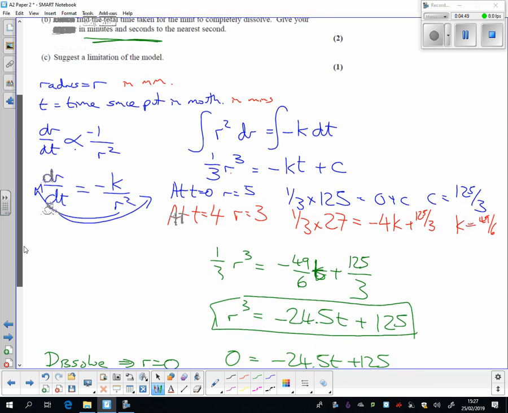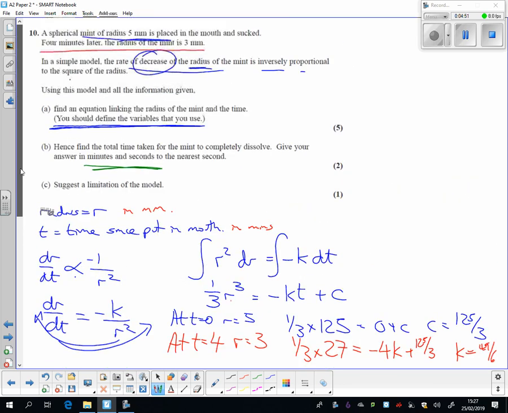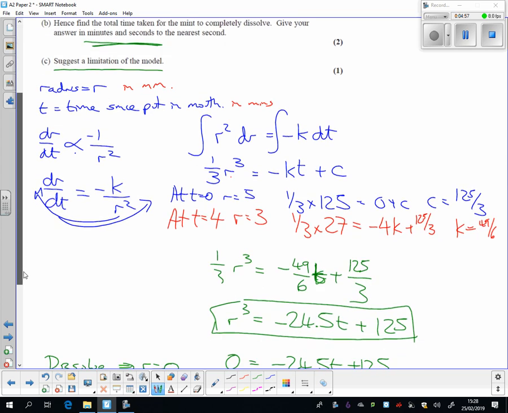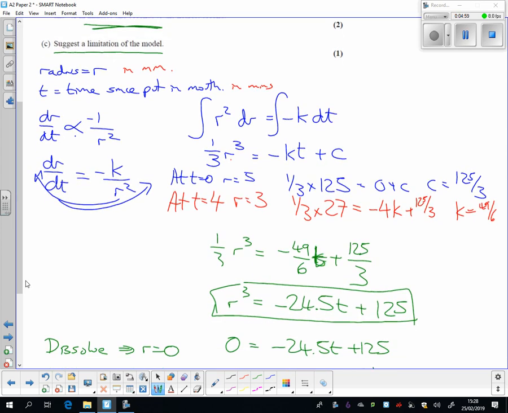And the limitations, so a practical limitation about this, well, what could you say? Well, it's very difficult to keep sucking a sweet all the time, isn't it? So maybe you might bite it, so you might crunch it, or you might swallow it before it's totally dissolved. So there are all sorts of little practical situations like that you can put.